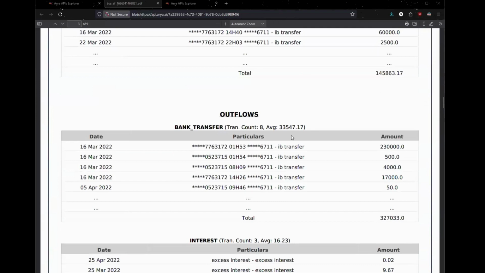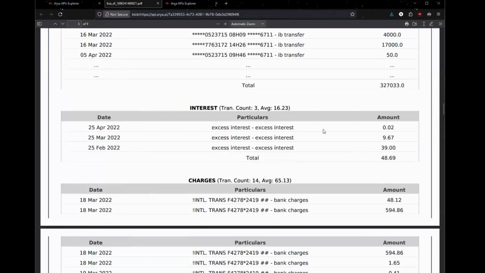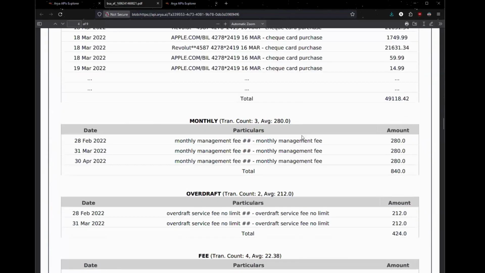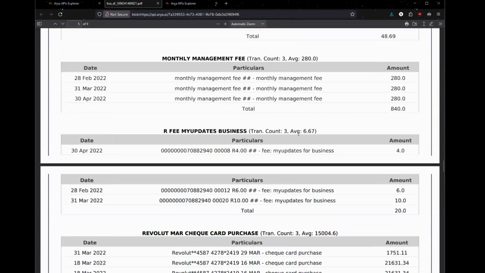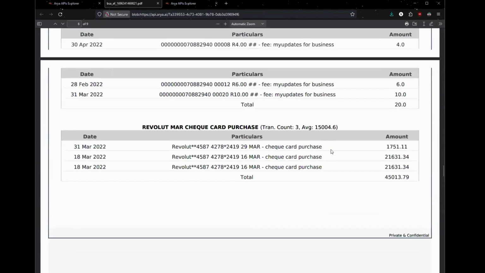These are the outflows. These are the debit amounts. You can also see the number of transactions here and the average, which was again in the Excel sheet as well. All of these transactions are there. Then we go back and these are all the outflow transactions. I'm just quickly skimming through because I've already shown this in the Excel report.